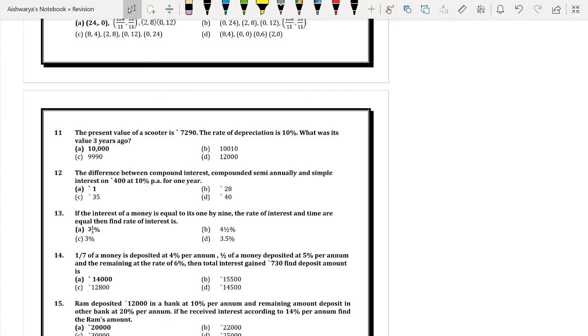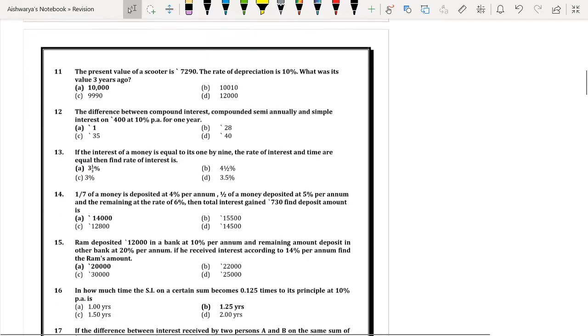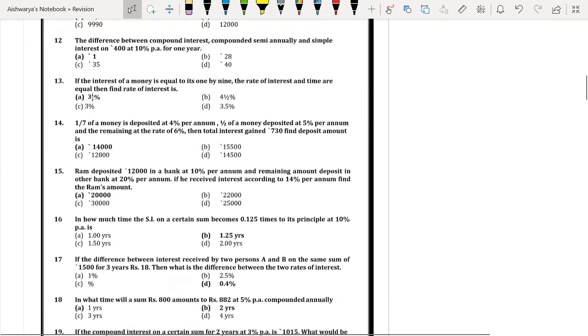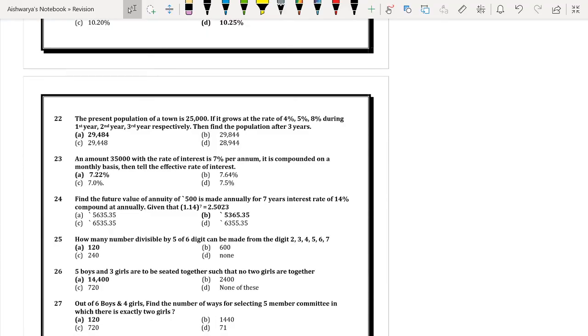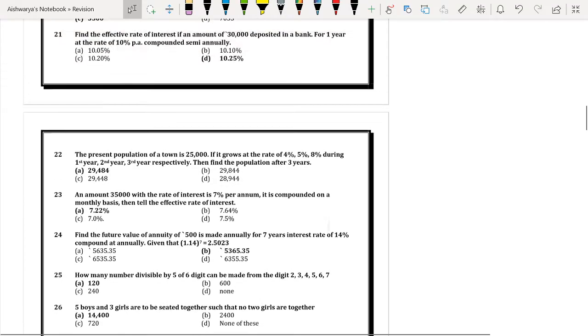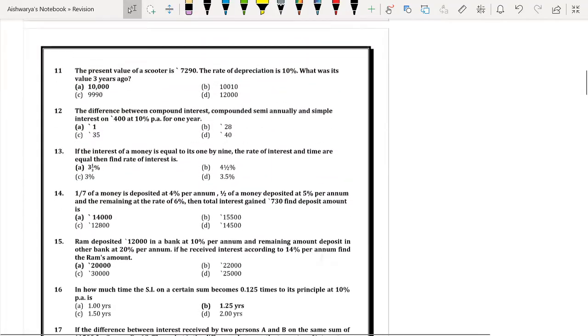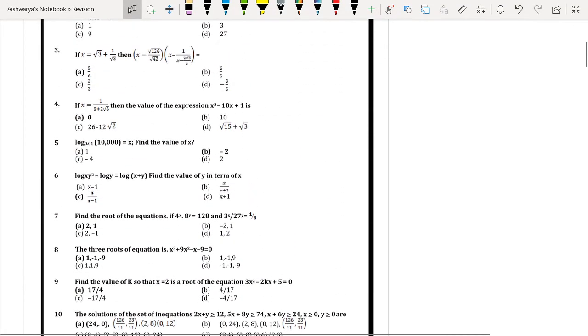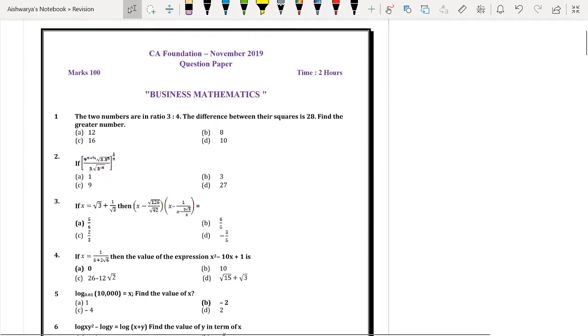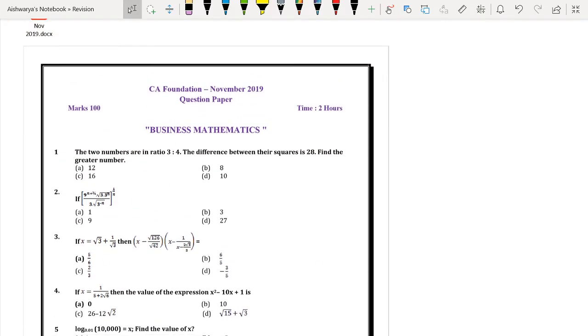So it starts with question number 11 and goes up to question number 24. Up to here is only time value of money. So 14 questions come from this particular chapter. That's why I spent 3 hours revising that one. Whereas ratio is only one question which has come. But anyway, we will do this question from this paper.